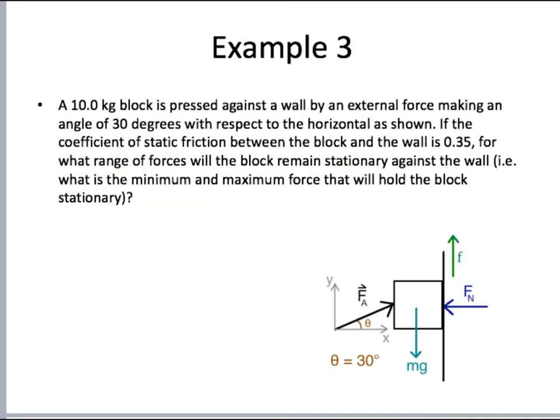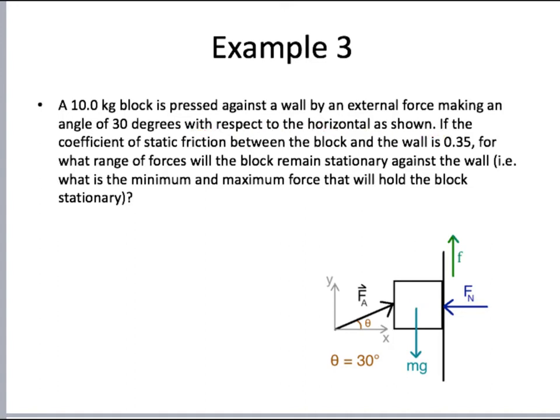Now, this is a fun example. It's kind of complicated, but there's a lot of really good physics in here. And if you really understand this example, you understand a lot about what this material is trying to get across. Okay, so what do we have? A 10-kilogram block is pressed against a wall by an external force making an angle of 30 degrees with respect to the horizontal as shown.